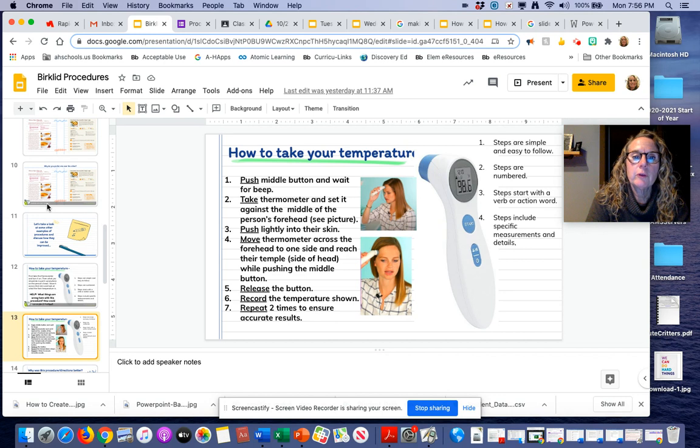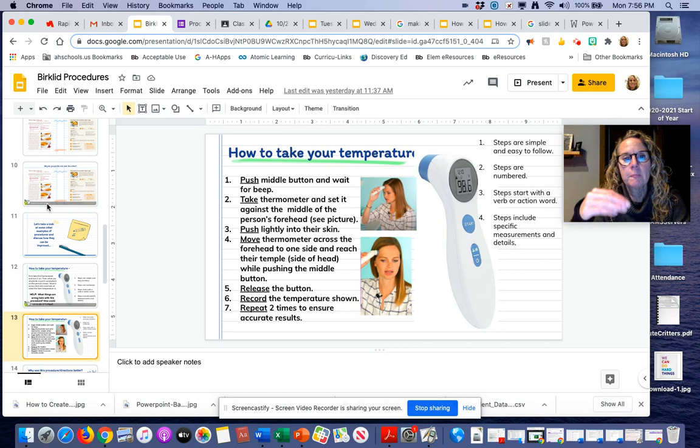Number 4, move the thermometer across the forehead to one side and reach their temple, that's the side of their head, while pushing the middle button. Release the button. Record the temperature shown. Number 7, then repeat 2 times to ensure accurate results.